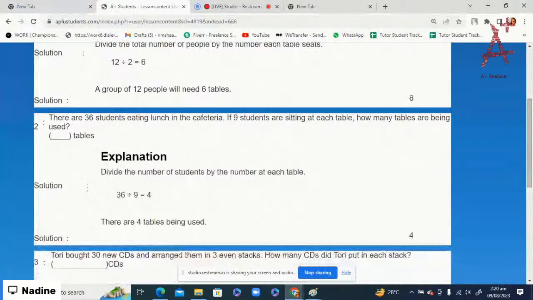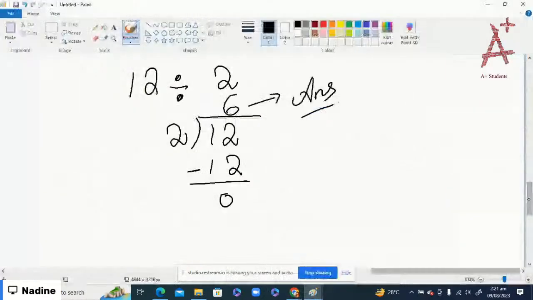Let's do this one. There are 36 students eating lunch in a cafeteria. How many students are eating lunch? 36. If 9 students are sitting at each table, 9 students, then how many tables are being used? How many total students here? That is 36. And how many students are sitting at each table? That is 9. Let's divide 36 over 9.